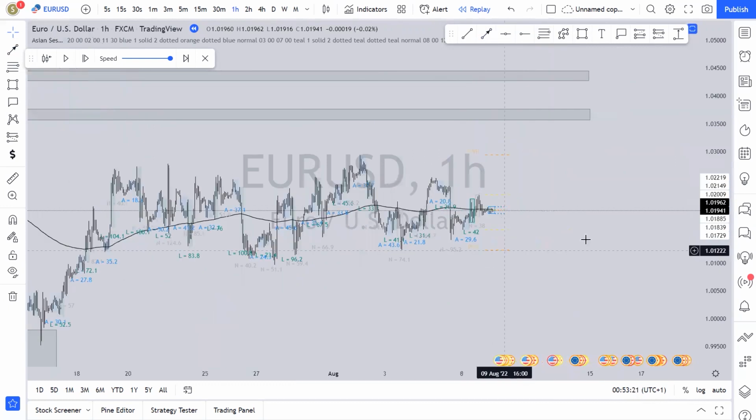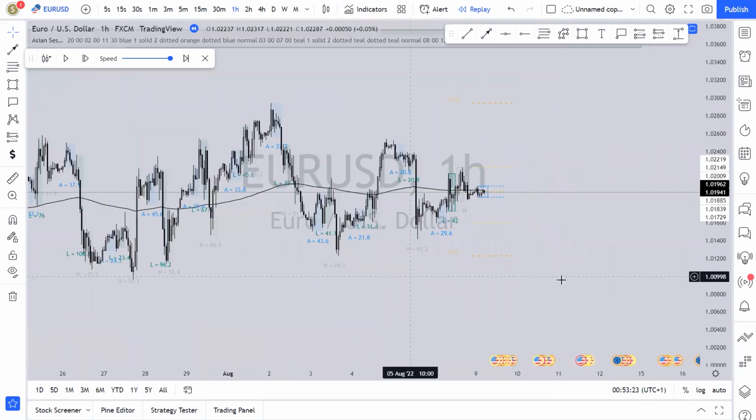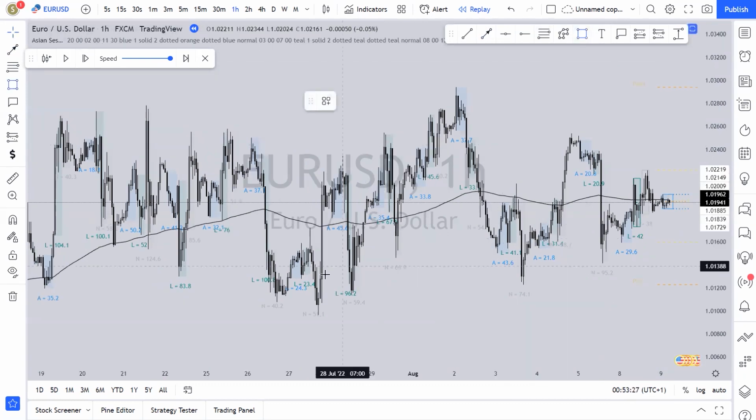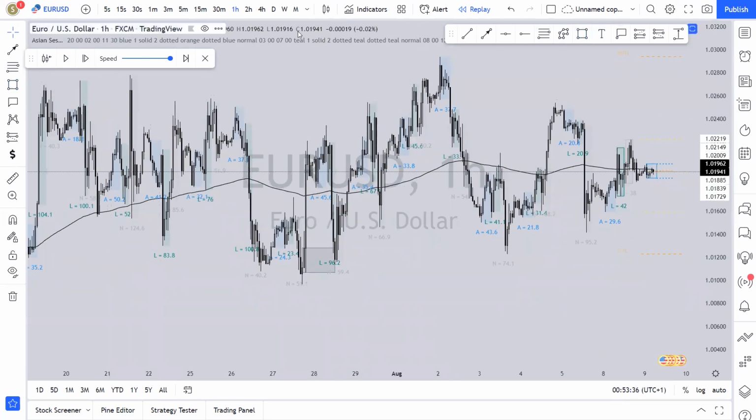So from what we have here in this ranging period, I could see vividly that price was obeying demand order flow. Had this mitigated right here, right? We had this low as liquidity, and what happened? We have price grabbing that liquidity and mitigating this demand right here.